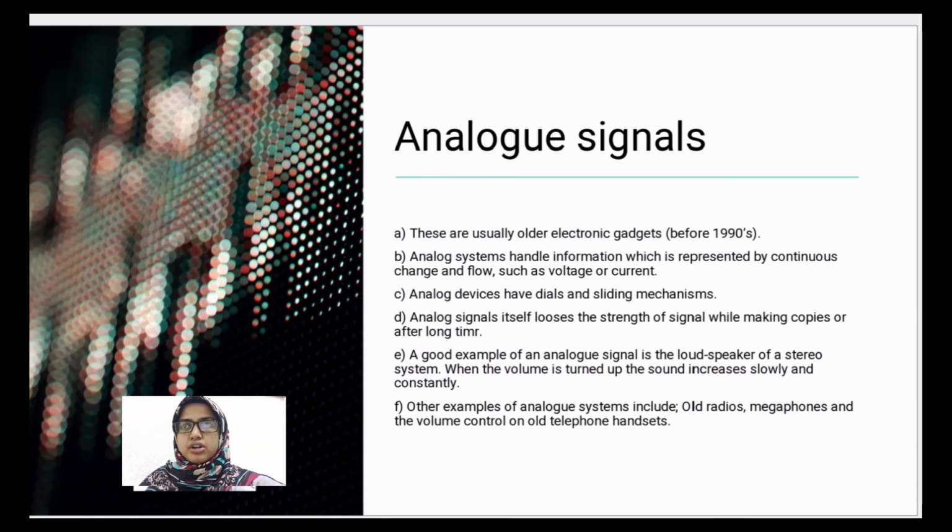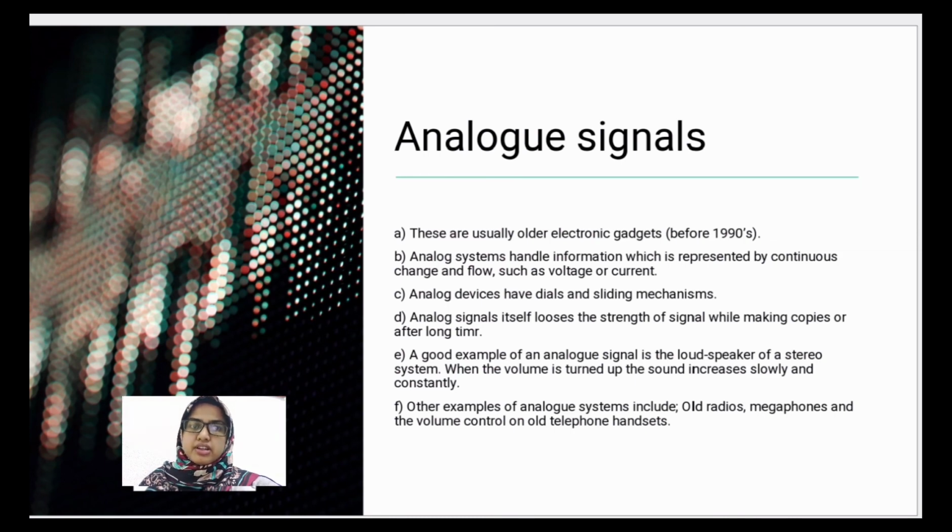These are usually older electronic gadgets from before 1990. Analog systems handle information which is represented by continuous change and flow, such as voltage and current. Analog devices have dials and sliding mechanisms. Analog signals also experience loss and noise in the signal while making copies after a long time.